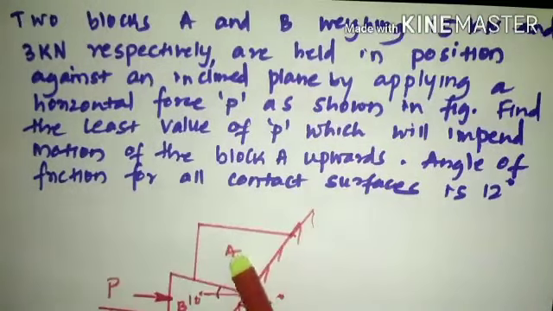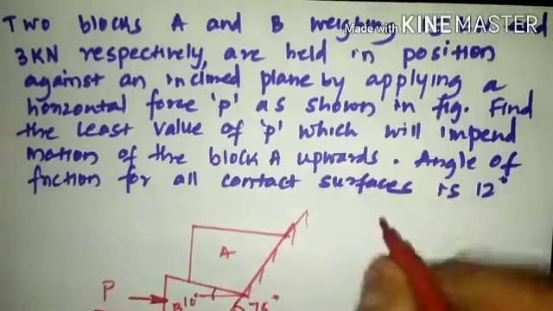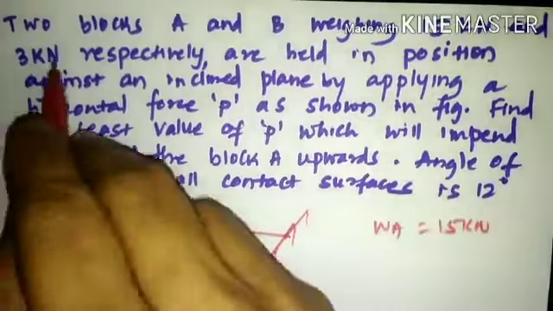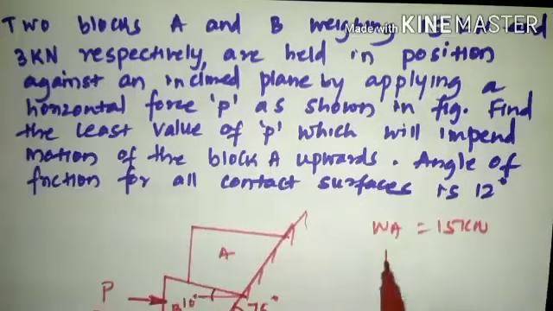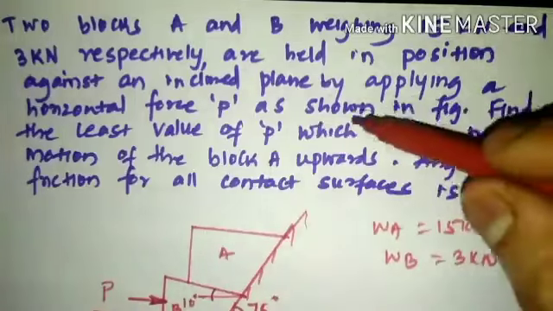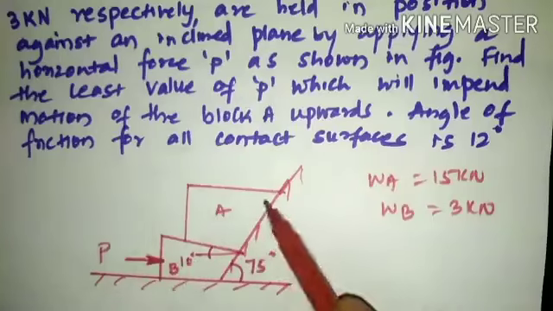So this is block A, which weighs 15 kilonewton. So the weight of block A is 15 kilonewton and the weight of block B is 3 kilonewton. They are held in position on an inclined plane by applying a horizontal force P. This is the horizontal force P that has been applied on the lower block B, so that block A is not allowed to move in the downward direction.